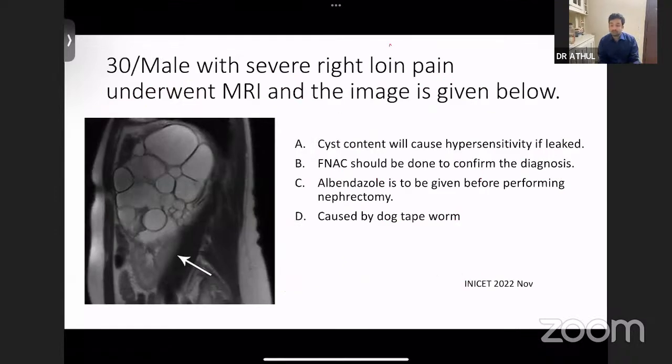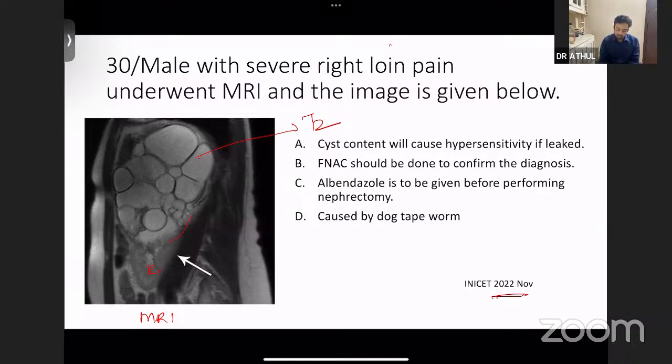This was also a question that was asked in INI-CET 2022. This was the same question regarding hydatid disease. That is why I told you hydatid disease is very important, because in this question they gave an image of renal hydatid disease. This is an MRI image. This is the kidney, and you are seeing a multiloculated lesion filled with fluid. I am telling this is fluid because this is a T2 weighted image, with bright fluid seen as a bright structure. So this is a multiloculated hydatid cyst.